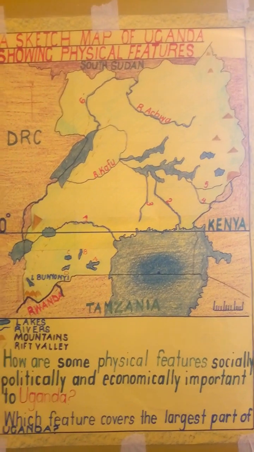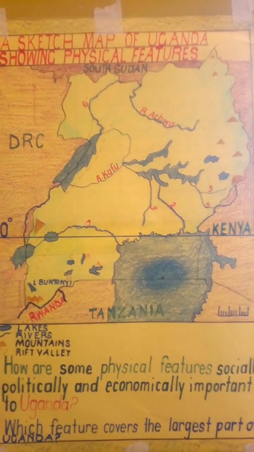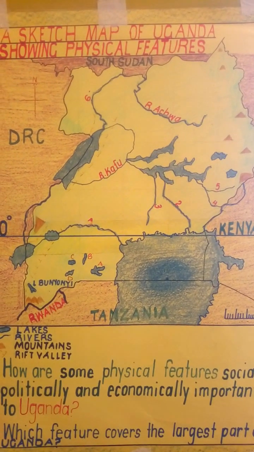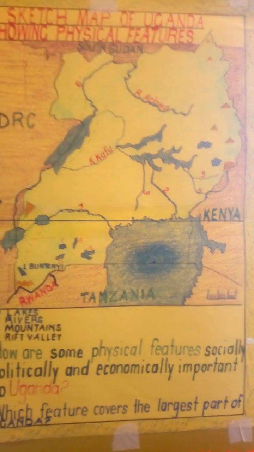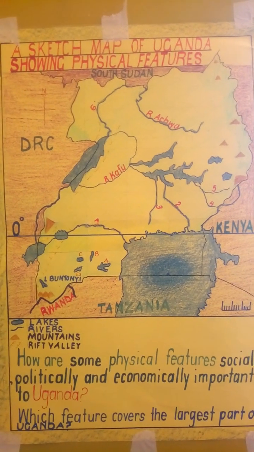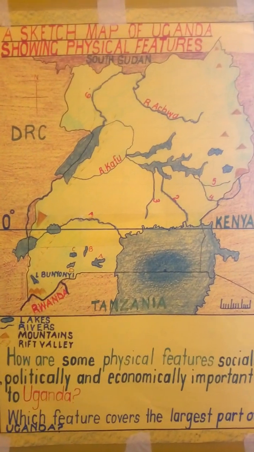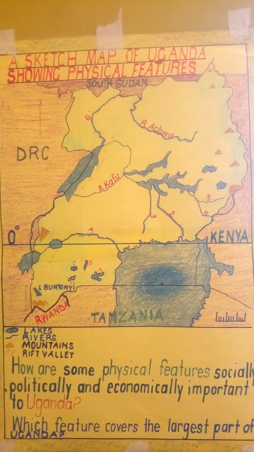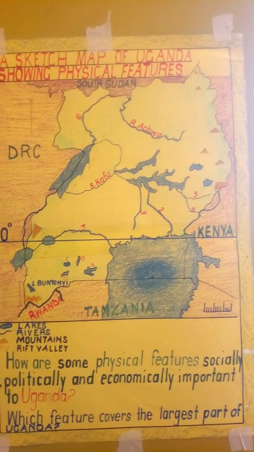I'm back again. Today we are in the theme living together in Uganda, that is primary 5 work. Today let's visit that theme and see what is already also talked about there. So as you are seeing, that is a sketch map of Uganda. It's really a sketch map of Uganda showing some of the physical features.